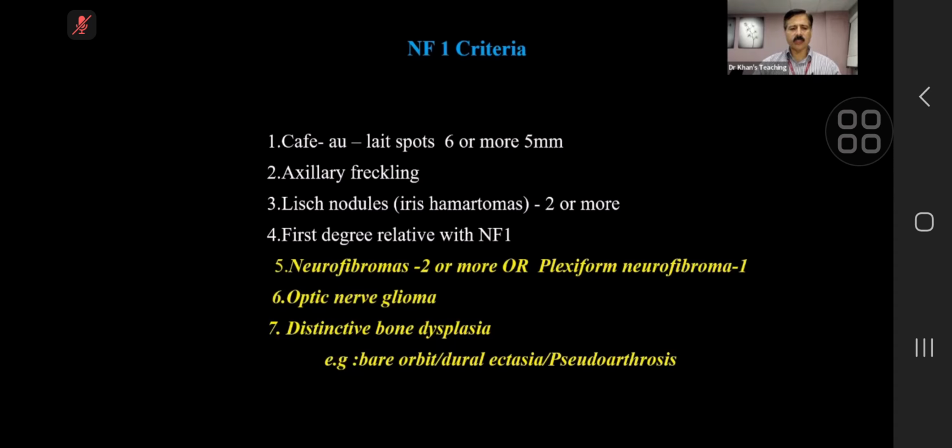You know, the clinician will tell us that the patient is suspected NF1. But here we are interested because this is all radiology. So what is in the definition? Neurofibromas, 2 or more than 2, or a plexiform neurofibroma. Then optic nerve glioma is part of the definition. And then distinctive bone dysplasia, which include bare orbits, dural ectasia, and pseudoarthrosis. So with this background, let's see the type of cases which can come in the exam.